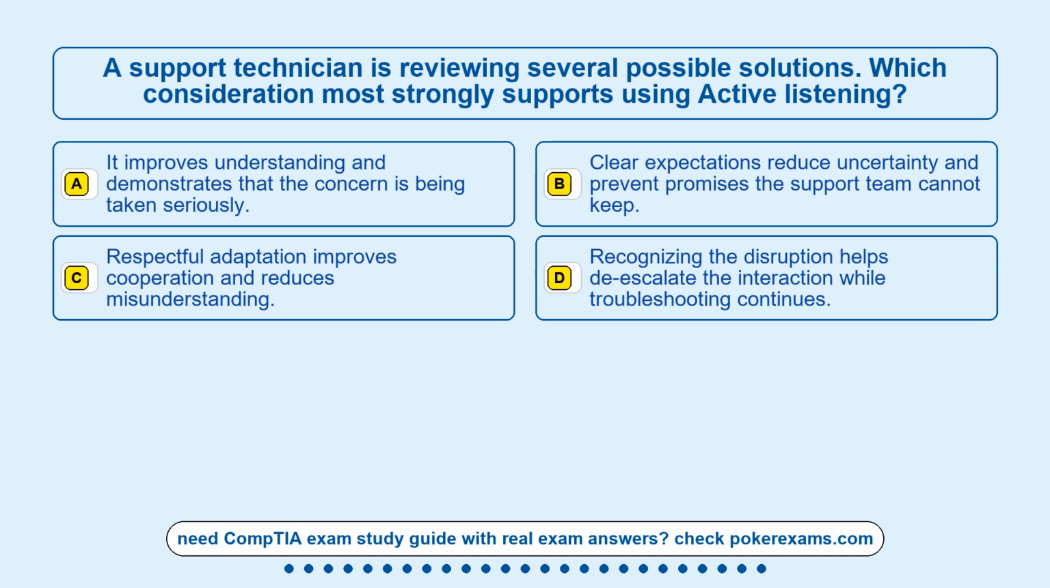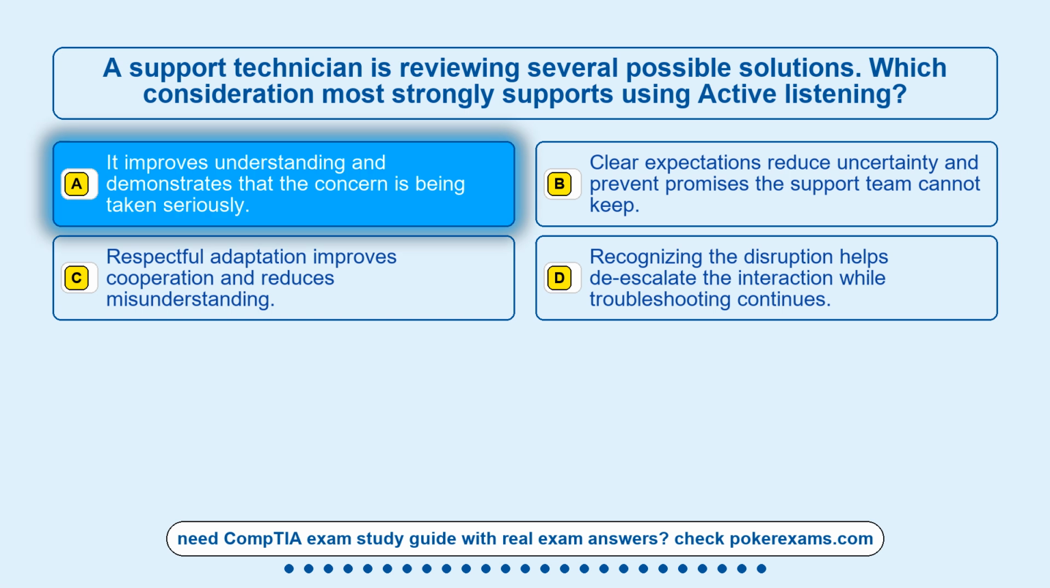Question 4. A support technician is reviewing several possible solutions. Which consideration most strongly supports using active listening? Option A. It improves understanding and demonstrates that the concern is being taken seriously. Option B. Clear expectations reduce uncertainty and prevent promises the support team cannot keep. Option C. Respectful adaptation improves cooperation and reduces misunderstanding. Option D. Recognizing the disruption helps to escalate the interaction while troubleshooting continues.